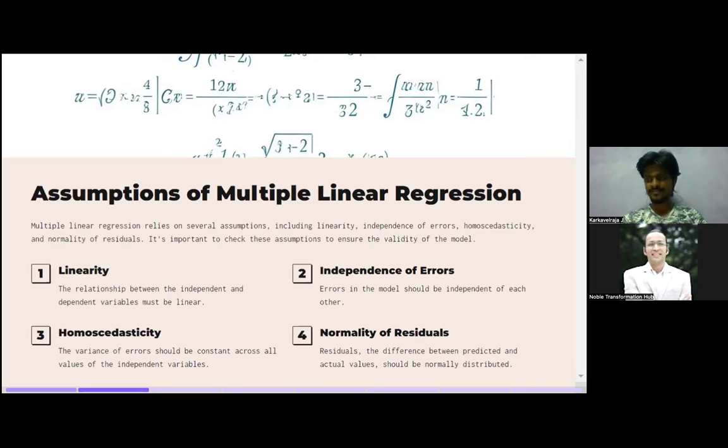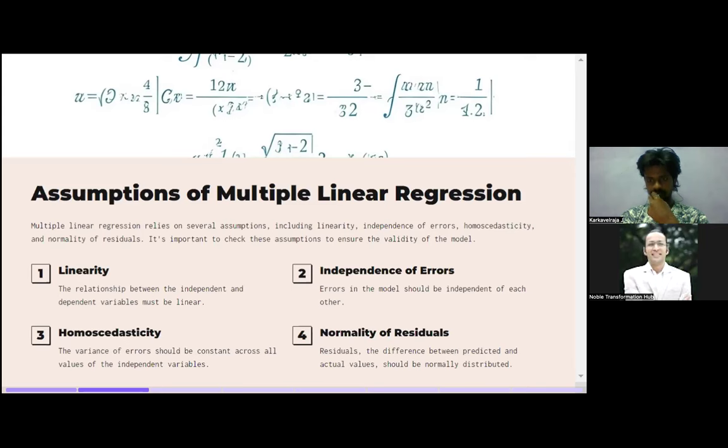Yeah. So assumptions of multiple linear regression, guys. Multiple linear regression relies on several assumptions. It includes linearity, independence of errors, homogeneity, and normality of residuals. It is important to check these assumptions to ensure the validity of the model. So they are very crucial for the validity of the model.